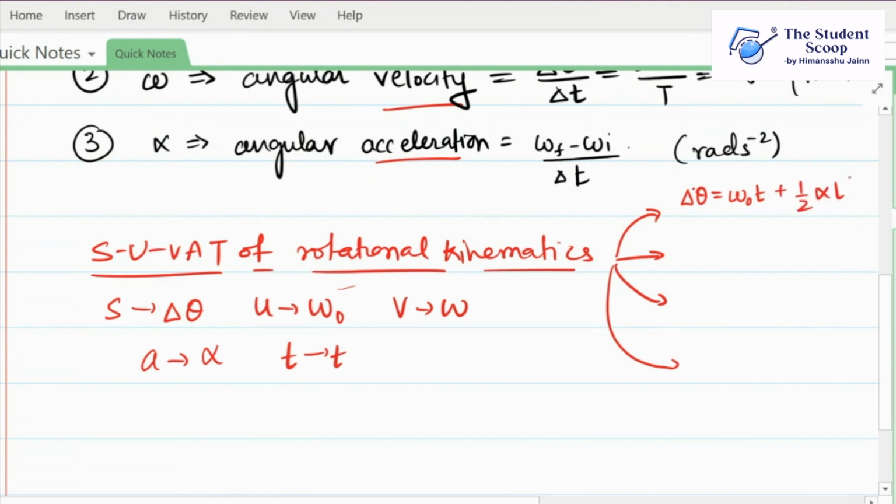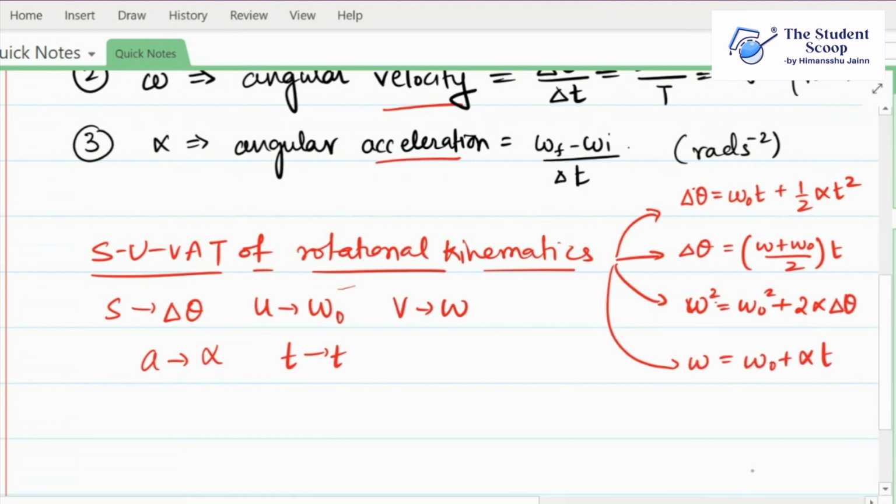Now the other is S is equal to (U plus V) upon 2 into T. Another formula is V square is equal to U square plus 2aS, so final square is equal to initial square plus 2 alpha delta theta. And then you can have omega is equal to omega naught plus alpha t. So all those equations are very similar to what we learned in SUVAT. And not only are the equations the same, their application is also the same.